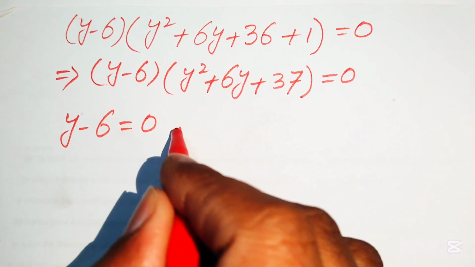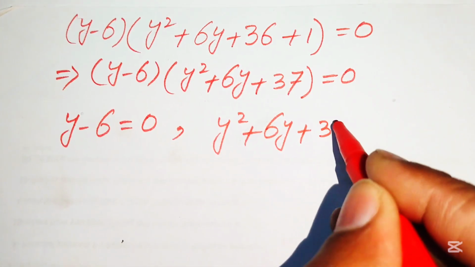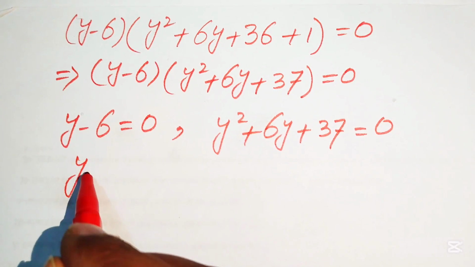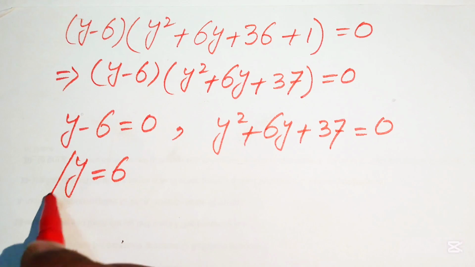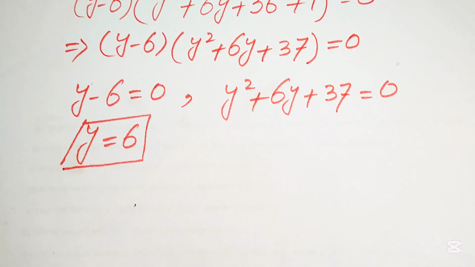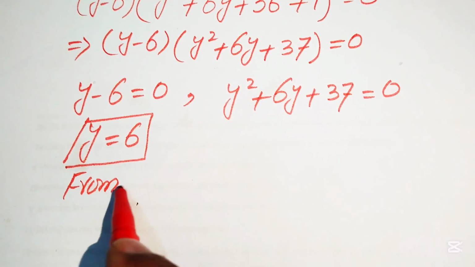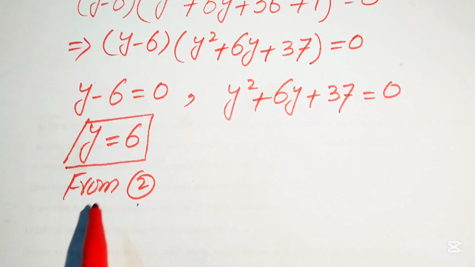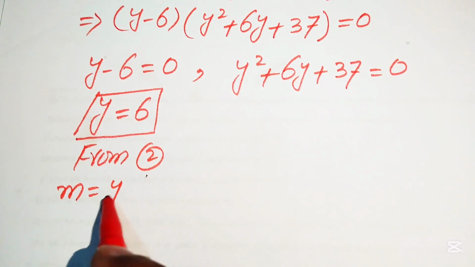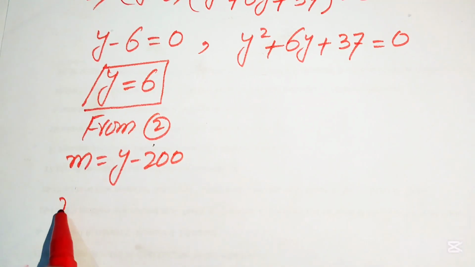So after this step, we need to break this equation and write it as y minus 6 equals 0 and y square plus 6y plus 37 equals 0. So from this we have y equals 6, and now we back substitute this value of y. Because we need to find the value of m, we need equation number 2. So from equation number 2, we copy down m equals y minus 200, and here we substitute this value of y.